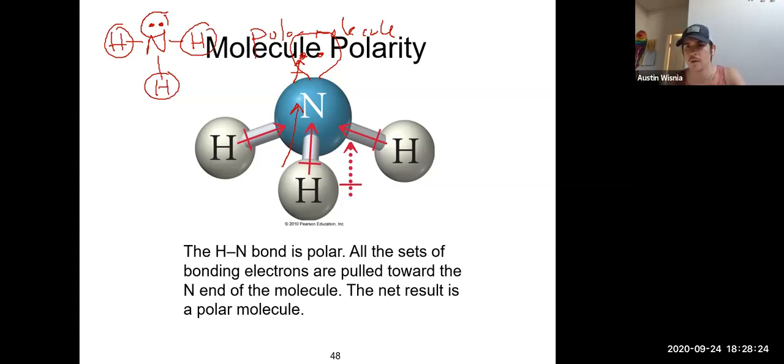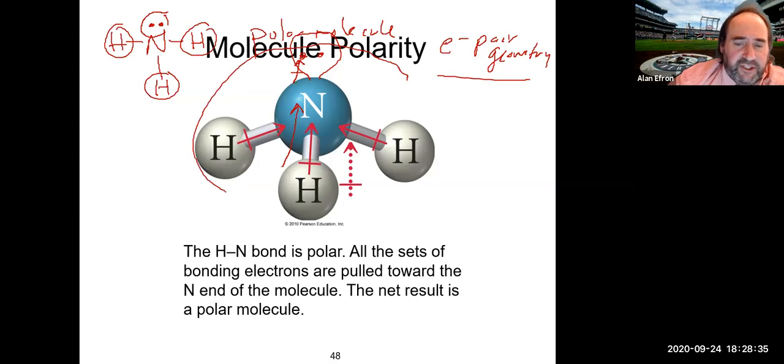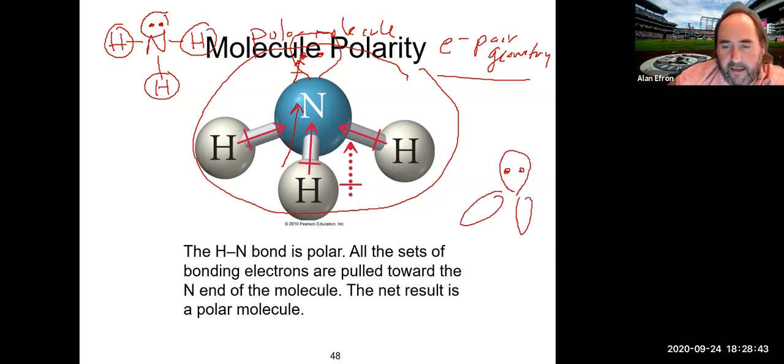So we talked about two different types of geometry. One is what's known as electron pair geometry. The electron pair geometry describes not the overall shape of the molecule, but how those electron pairs are sitting around the central atom. And in terms of the electron pairs around the central atom, because it has 4 electron pairs, it would be tetrahedral for the electron pair geometry, or electron arrangement, sometimes called.